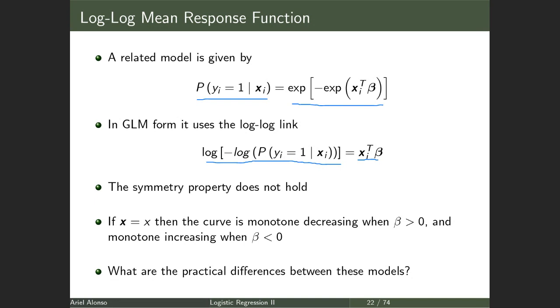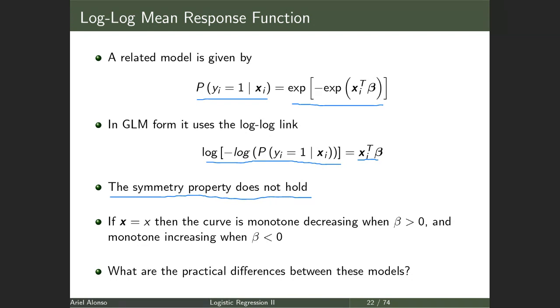Now, the symmetry property goes out of the window. You don't have anymore this property that if I make the zeros become 1 and the ones become 0, I just decided that now 1 is not going to be sick. Now 1 is not sick and 0 is sick. If you do that, then it's not just changing the signs in your model. If you use the logit model, the only thing you need to do is to change the sign. If you use the probit model, the only thing you need to do is to change the signs. But if you use a log-log model, you use the log-log link function, now that property goes out of the window.